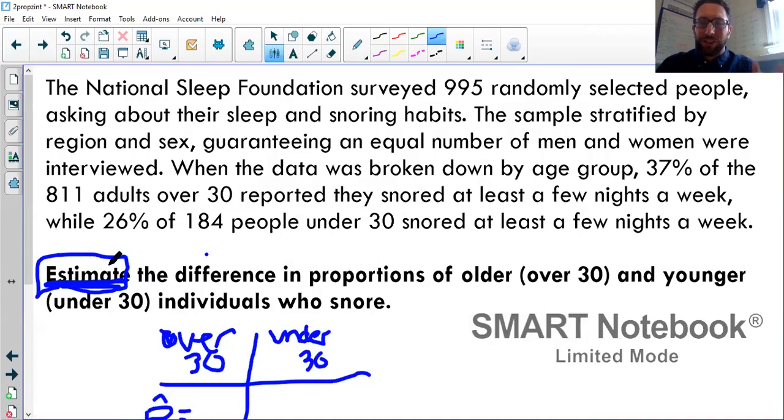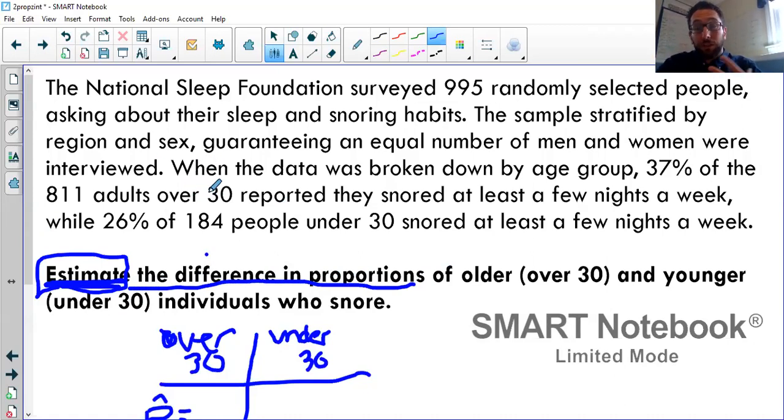And so one major distinction between what we're doing now and what we were doing with the one prop Z. In one prop Z situations, we were estimating one thing, like estimate the percent of people over 30 who snore. Or another one prop Z interval would be estimate the percent of people under 30 who snore. Here, we're not estimating an actual percent of people who snore. Whenever we have two samples, again, going back to those two pictures, we're focusing on differences. So we're going to estimate not percents of people, but the difference in percents of people who snore. And we'll talk more about what that means when we interpret the interval at the end.